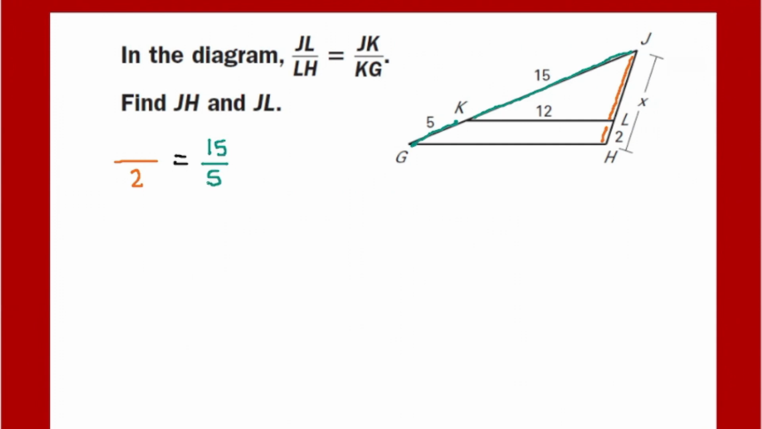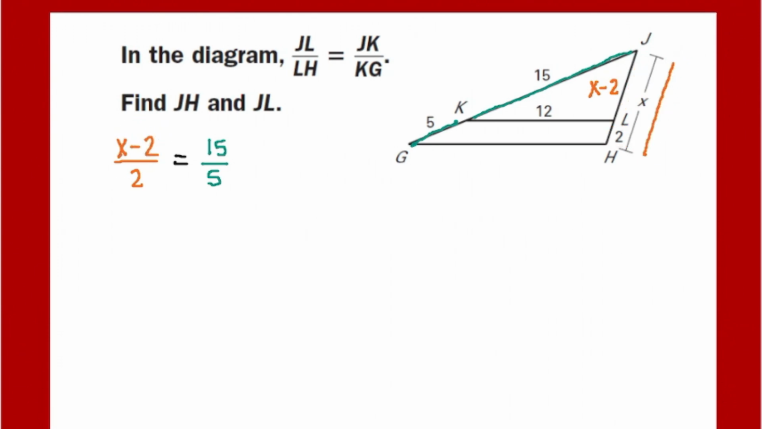What should we call JL? I was going to say X, but X is actually the length of JH. So if the whole length is considered X, what is 2 shorter than X? That's what I would call this, whatever is 2 shorter than X. Turns out that is X minus 2. So I can call the length of JL X minus 2.